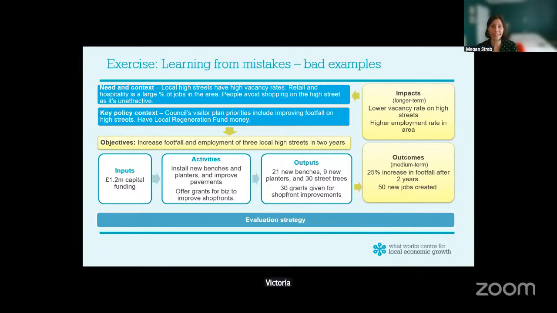Victoria, what do you think of my logic model? Thank you, Megan.